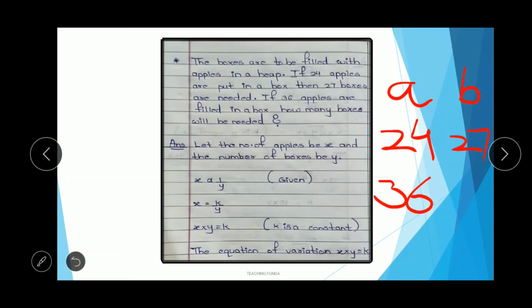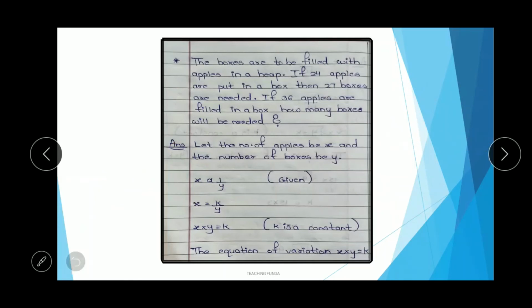Suppose you fill 12 apples in one box, and if boxes are less available, then what will you do? You have to adjust more apples in one box. Same case is here. You have to put more apples in one box. So here, if number of apples are increasing, then the boxes will decrease. So inverse variation.